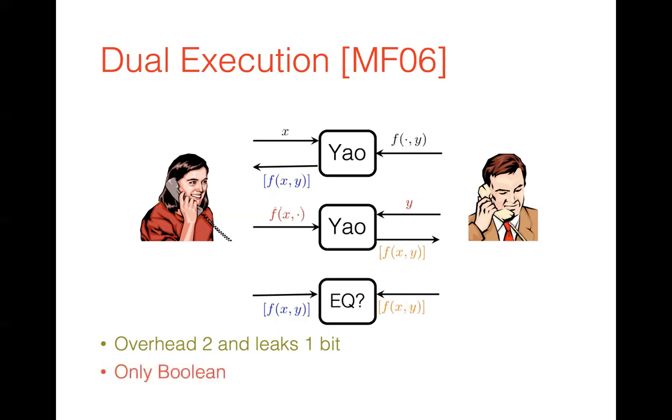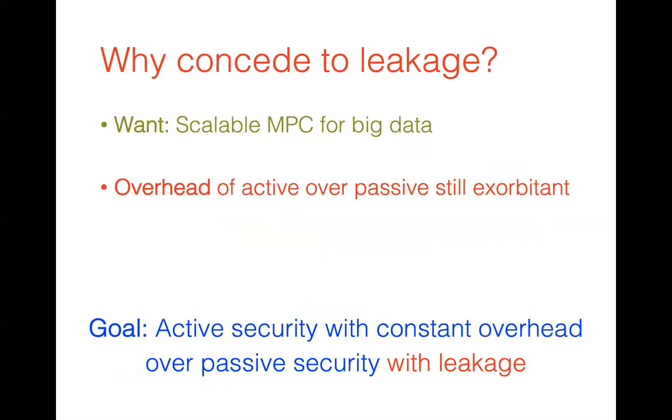However, this approach of Mohassel and Franklin works only for the YAO protocol, which is in the two-party setting, and as we know, this is only for Boolean computations. So what's our goal? We want to extend this idea and try to do more. We are going to start with a more stringent requirement: we want constant overhead, in fact we want overhead 1, and we still want to keep the leakage at most 1 bit.